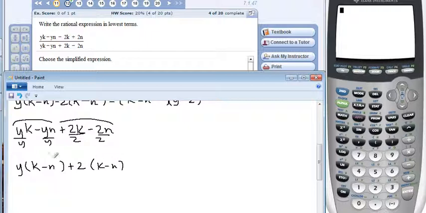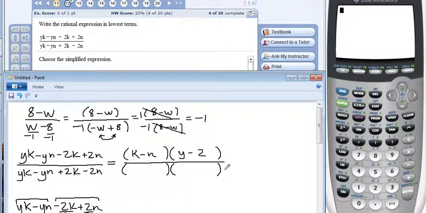Good thing, these need to match. Between those two we have a k minus n in common, and we have a y plus 2 left over, the outside pieces. This factoring piece of it should be all just super review for you. So k minus n, y plus 2. Okay. These match perfectly, they're gone.